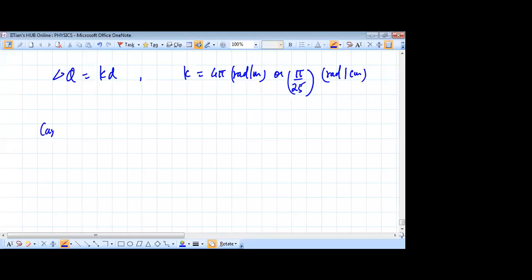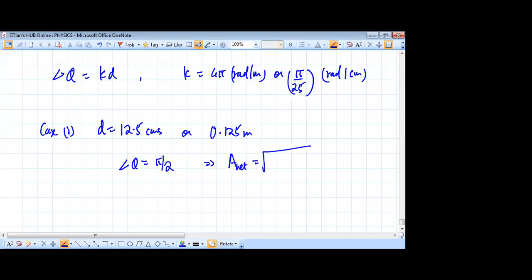So in case 1, where you take D as, what was it, 12.5 centimeters, that will become 0.125 meters. Your delta phi will come out to be pi by 2. Okay. And therefore your net amplitude should come out to be root of A1 square plus A2 square. So it should come out to be 2 millimeters. Because our A1 was 1.2 millimeters and A2 was 1.6 millimeters. So this is what you should be getting for the first case.